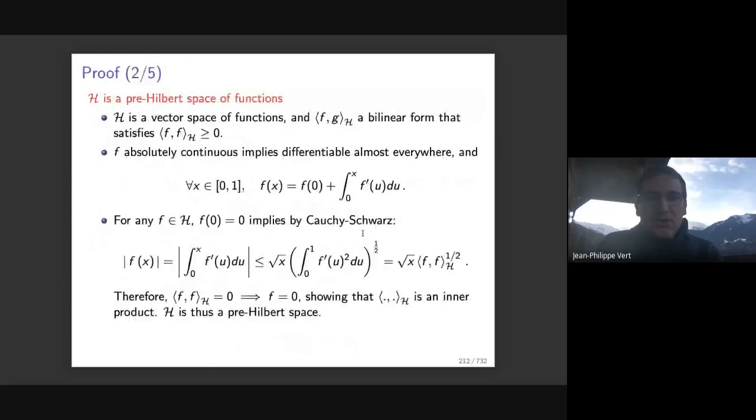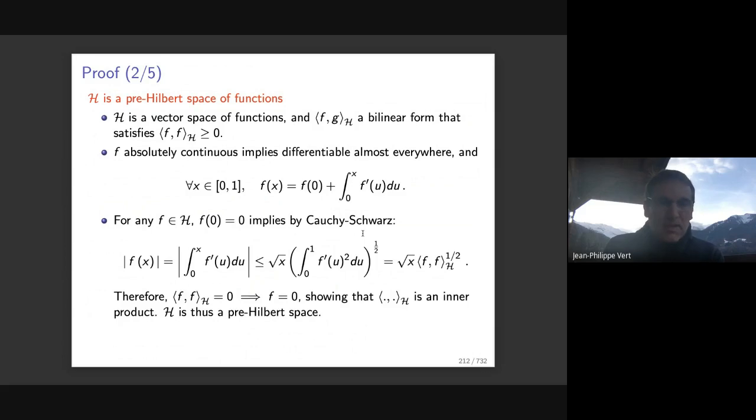Right, so now, to prove that we have a Hilbert space, we need, in addition, to show that the bracket is equal to zero if and only if f is the zero function. To prove that, we first notice that because f is absolutely continuous in that space, we can write that for any x, f of x is equal to f of zero plus the integral between zero and x of f prime of u du. The fact that f of zero is equal to zero in the Hilbert space allows us to remove the first term, and so simply to write f of x as the integral between zero and x of f prime of u du.